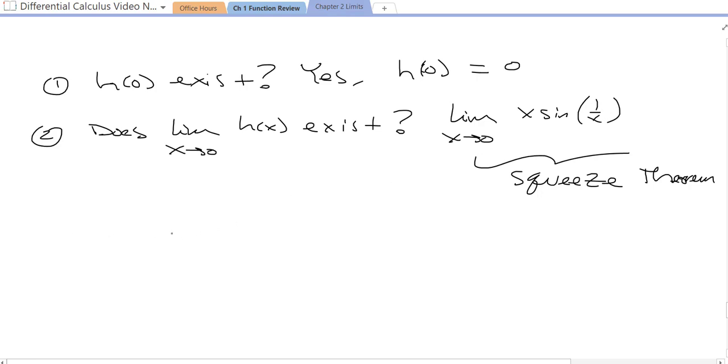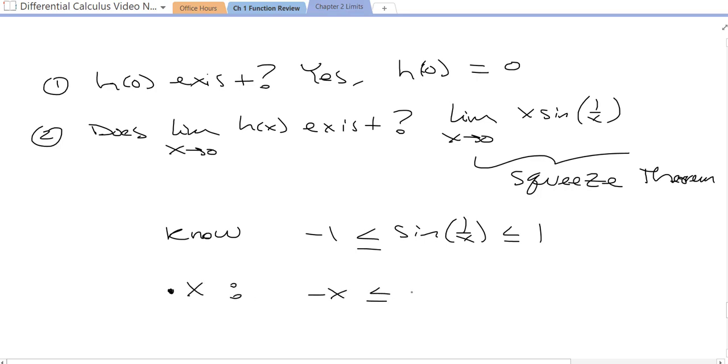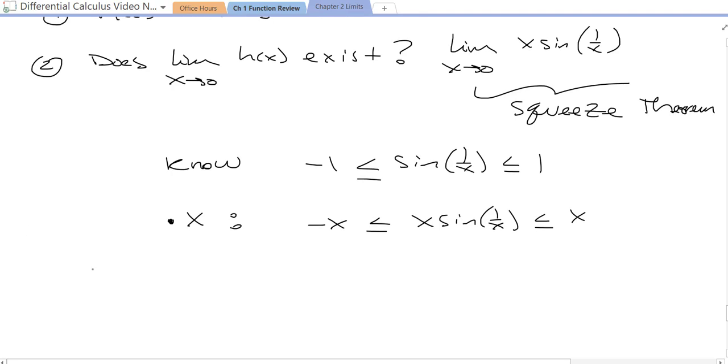So let's use the squeeze theorem. So then I know sine is between -1 and 1, regardless of the angle. Sine is between -1 and 1, and so I want to build my x sine 1 over x, so multiply everything by x. So times everything by x, so I'm going to have -x less or equal to x sine 1 over x less or equal to x. And now take the limit as x goes to 0.